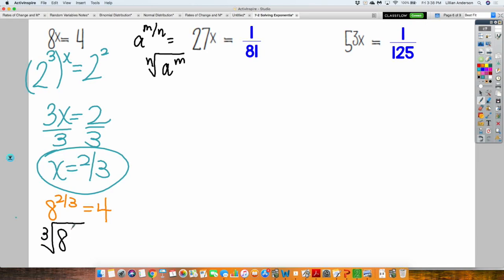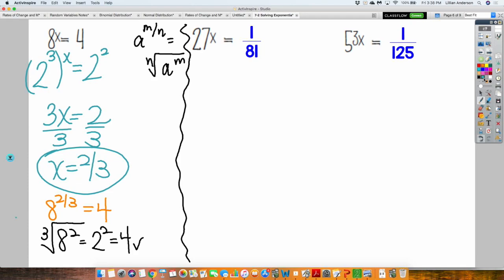Cube root of 8 squared, which is 64. So you can either square 8 and then take the cube root, or you can take the cube root of 8 and then square it. What's the cube root of 8? 2. And what's 2 squared? 4. So yes, this is the right answer. Okay? So that's another older skill that we've done that you'll need for this.